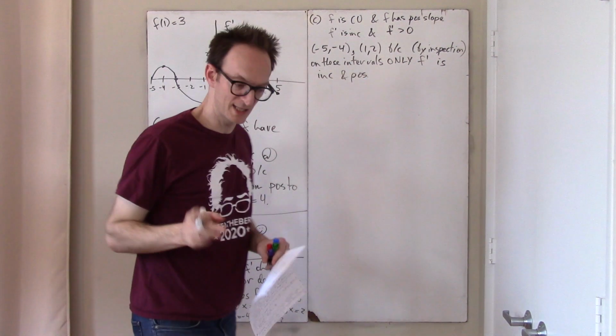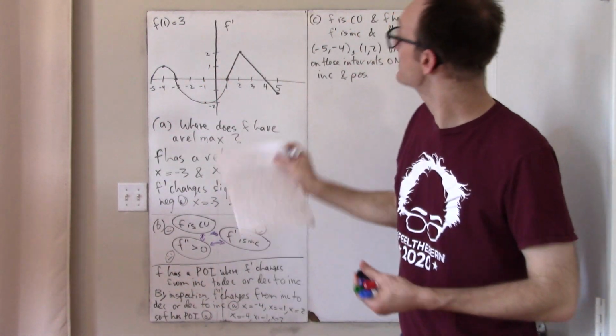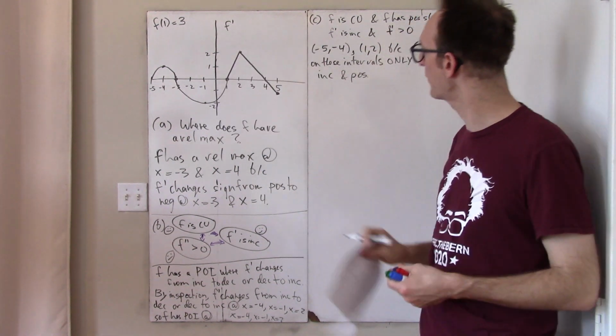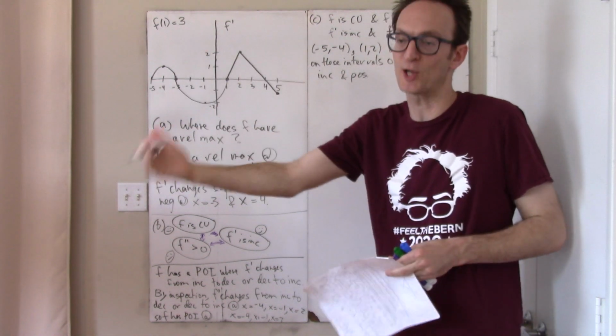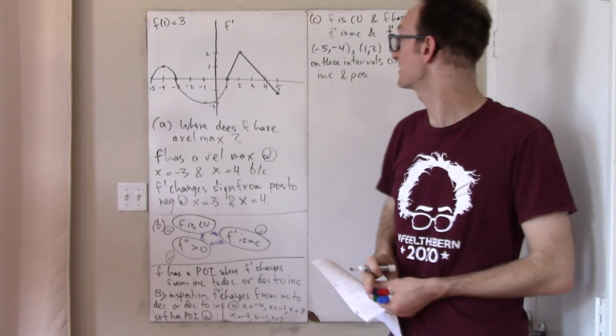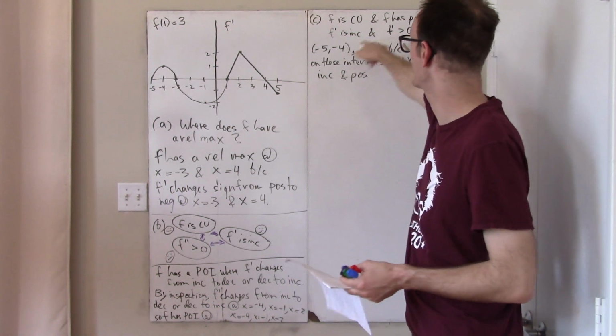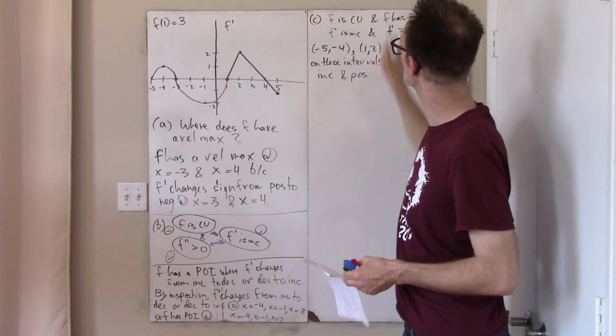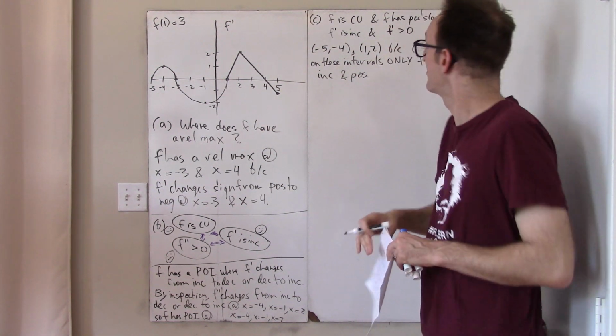The only indicates that not only is f prime increasing and positive on these intervals, but that these are the only intervals on which f prime is increasing and positive. So these are the only intervals on which f is concave up and has positive slope. Okay, that would be fine.